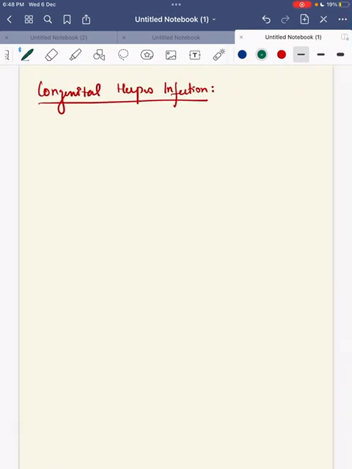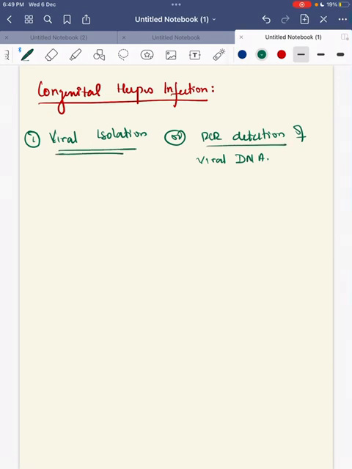Next we'll go on to congenital herpes. In congenital herpes, what are the investigations you do? One is viral isolation or PCR detection of viral DNA. In a child with suspected herpes simplex virus, you will do these investigations.